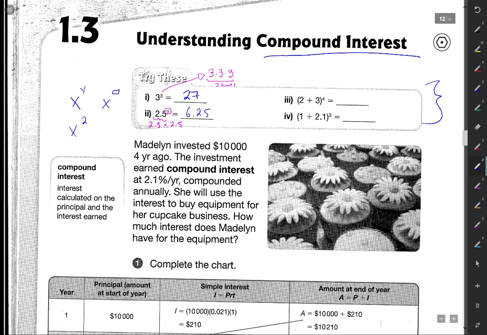For number 3 here, if we're following BEDMAS, we would do everything in the brackets first. So we would begin by doing 2 plus 3, which is 5. And then we would do 5 to the power of 4. If we plug that in our calculator, you will get 625. And then we're going to do the exact same thing for this one. So we'll do everything in the brackets first. 1 plus 2.1, which is 3.1. And then that'll all be to the power of 3 still. So 3.1 to the power of 3 would be 29.79.